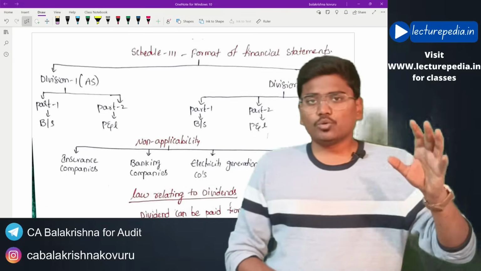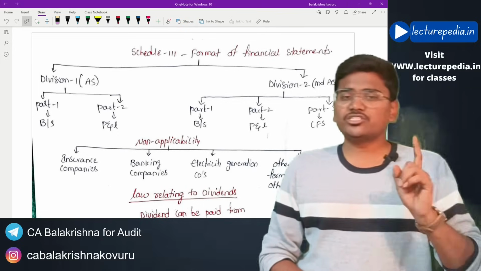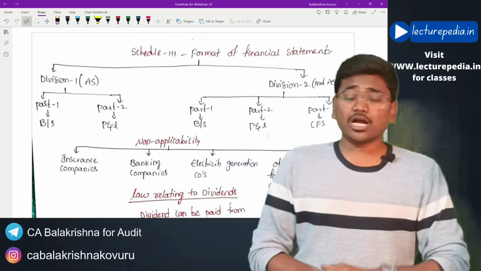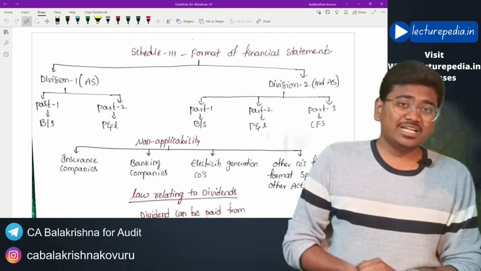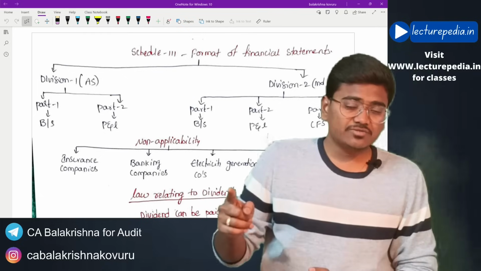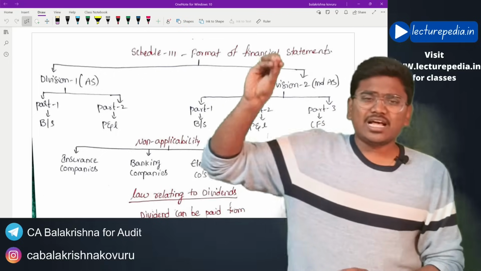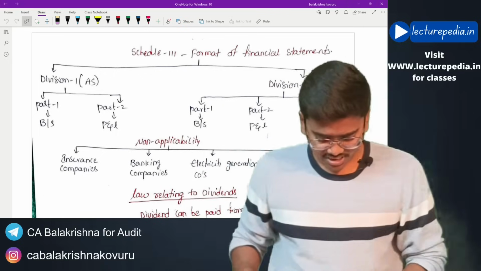In Division 1, we have two parts. Part 1 deals with the balance sheet, Part 2 deals with the profit and loss statement as per accounting standards. In Division 2, Ind AS, we have three parts. Part 1 deals with the balance sheet, Part 2 the P&L, Part 3 certain aspects related to consolidated financial statements.